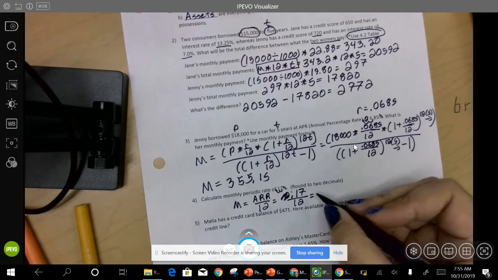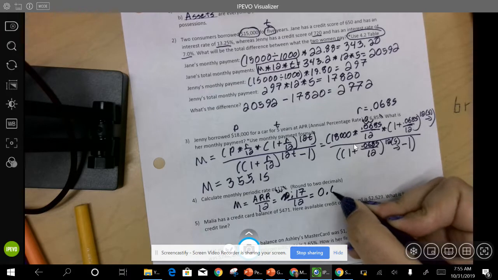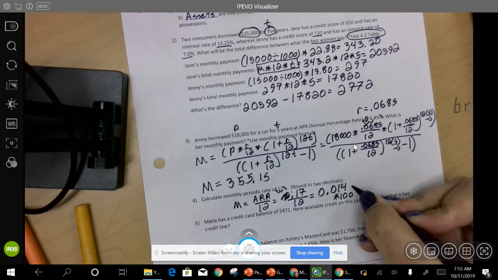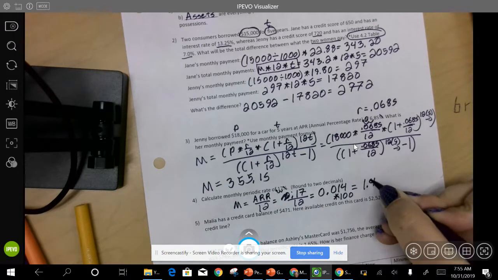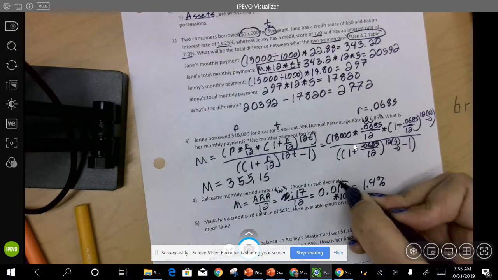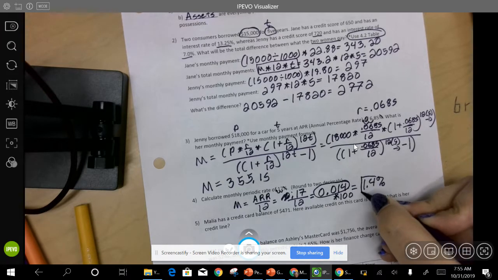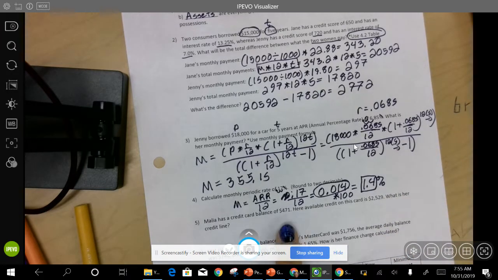Okay, and I got 0.014. You can multiply it by 100, so I get 1.4%. Okay, but if we're using it in calculations, we use this one, but you can put this one in for your answer as well.